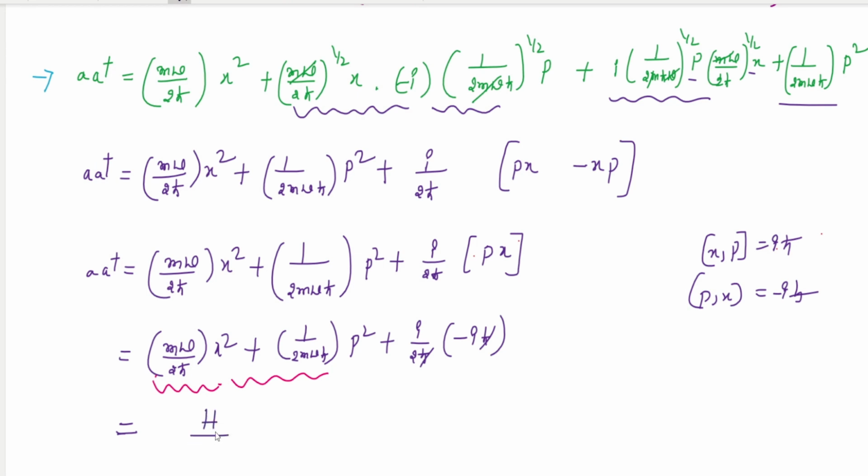Here I'm going to write only this term: the Hamiltonian H divided by h cross omega. You can write these two terms like this. H we know is kinetic energy plus potential energy, so you can write this one as h cross omega. So this is the Hamiltonian, plus the remaining term 1 divided by 2. A dagger A.